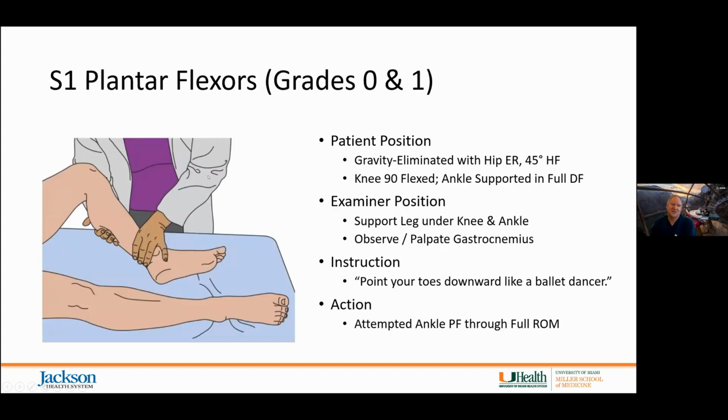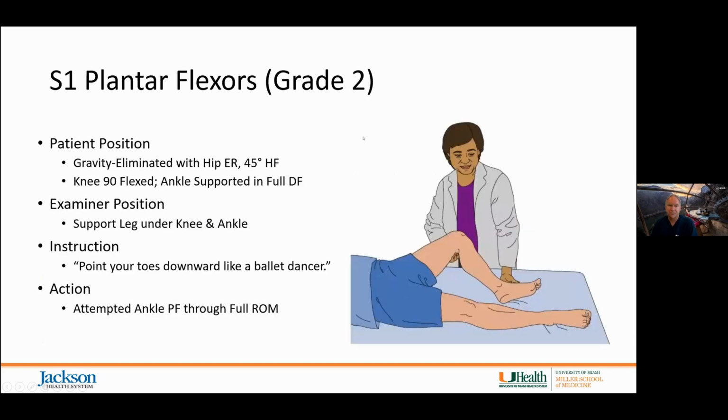For the plantar flexors, again, eliminate gravity. Look for the calf muscles to plantar flex. If you don't see any movement there, you're going to score them a 0 with gravity eliminated. If you see some movement at the ankle, but they can't get it through its full range of motion with gravity eliminated, then you're scoring them a 1. Again, if they can move it through its full range of motion with gravity eliminated, you'll score them a 2.